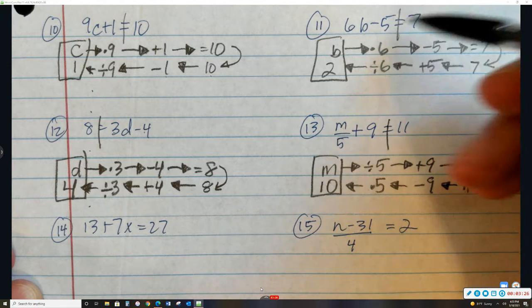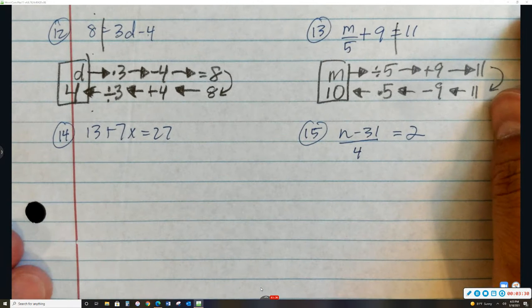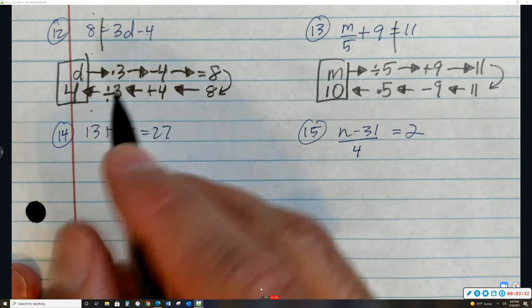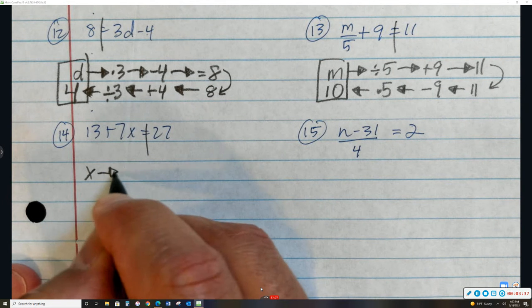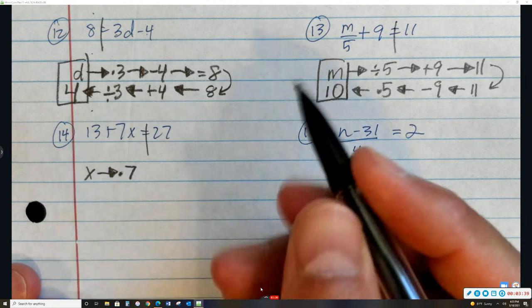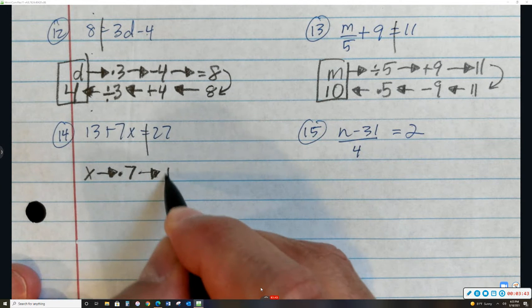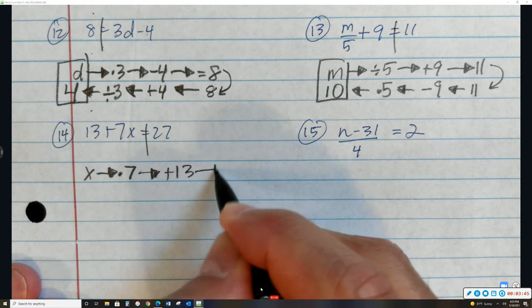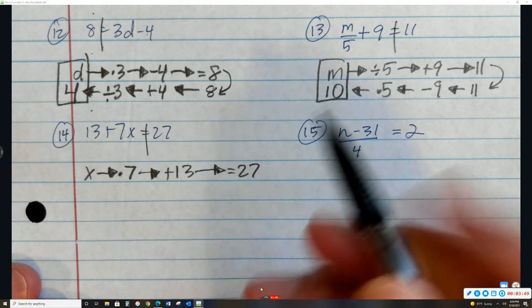Again, pause it if you need to pause it. I'm going to raise it so we can do the last two. Here's the letter, you have X, and then we're multiplying 7 to X, and then after you multiply by 7 you're adding 13, and then all of that equals 27. So let's work our way backwards.